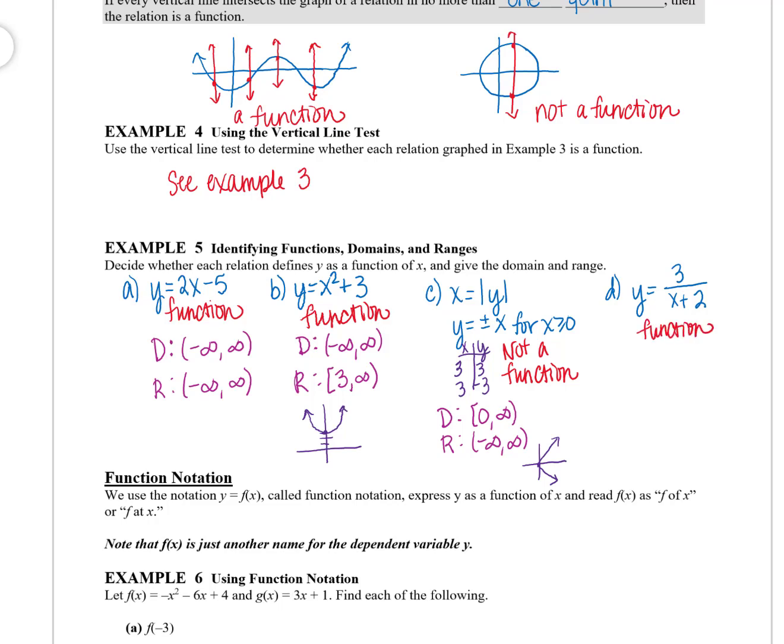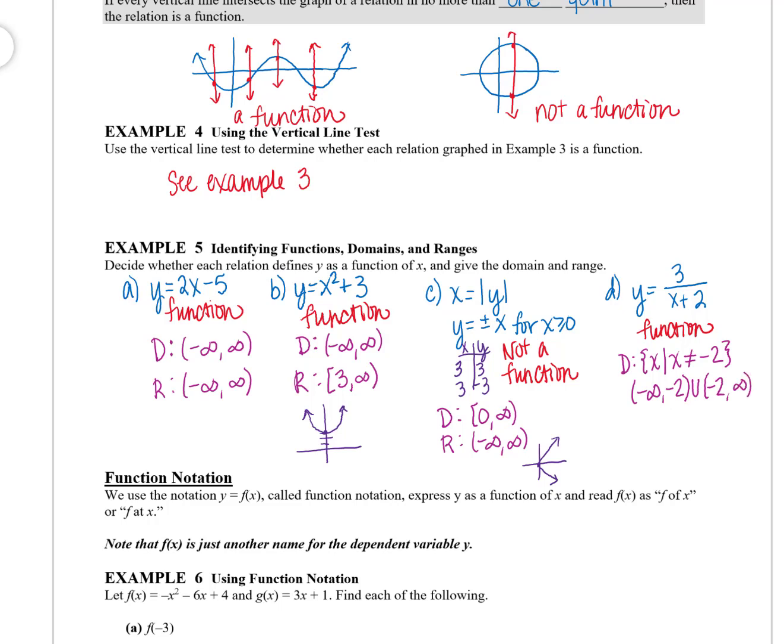And then to determine the domain, that's the set of all x values. Can you see how there's one number that x cannot be, because that would make this fraction undefined? So for the domain, x cannot be negative 2. So we could write this as any x such that x is not negative 2, because that would make the denominator 0. Or if you'd rather write it in interval notation, you go from negative infinity to negative 2, but don't include it, or negative 2 to infinity.